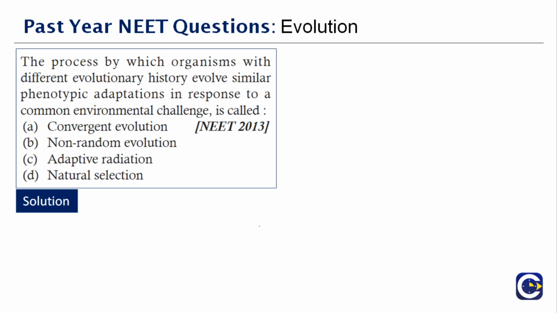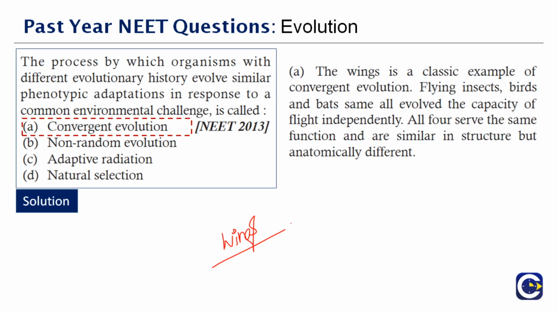See, the wings are a classic example of convergent evolution. Flying insects, birds and bats all evolved the capacity of flight independently. All four serve the same function and they are similar in structure but anatomically different. Birds are different, bats are different, insects are different. They are totally different anatomically, but they all have a common function for the wings. So it is called convergent evolution.